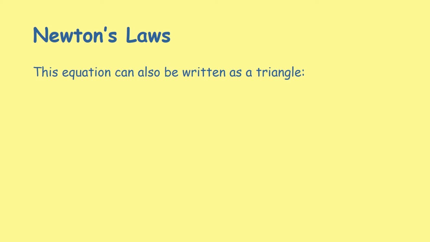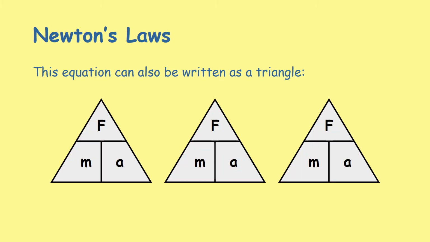This equation can also be written as a triangle. If we want to find the force, we would cover up the F and find that force equals mass times acceleration. If we want to find the mass, we cover up the m and find that mass equals force divided by acceleration. And if we want to calculate a, we find that a equals F over m.